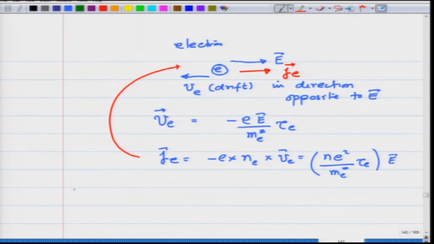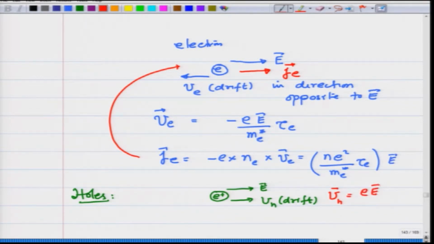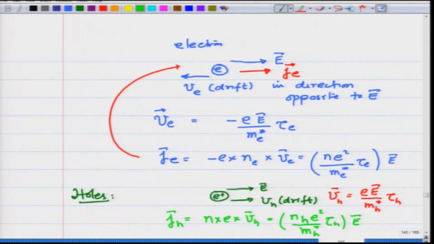How about the holes? For holes I can use exactly the same formula, and so here is a hole, let me write it e plus, here is the electric field. This would have a drift velocity in the same direction as the electric field, with the expression v hole is going to be e over m hole star tau hole times E, and the current J due to the hole is going to be n hole times e times v hole, which is n hole e square over m hole star tau hole times E. So, the current in the hole case is also in the direction of the field.